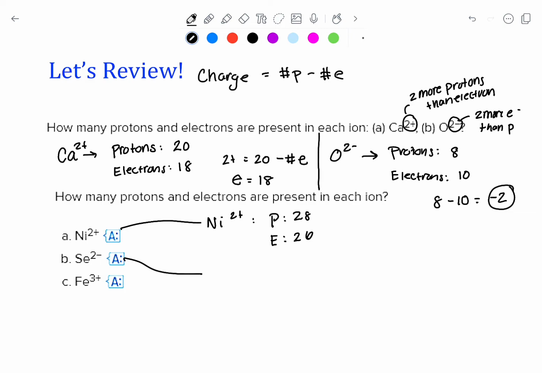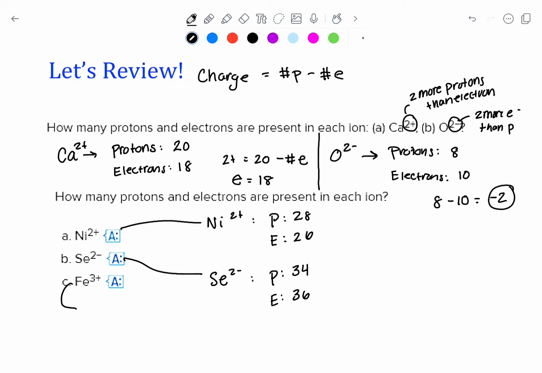Next up, we have selenium, Se, selenium 2-. If we find selenium on our periodic table, it is element number 34, so it has 34 protons. And if we have a 2- charge on that selenium, that means we have 2 more electrons than protons, so we would have 36 electrons in our selenium ion.